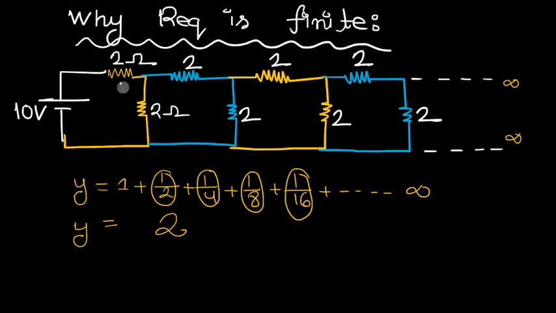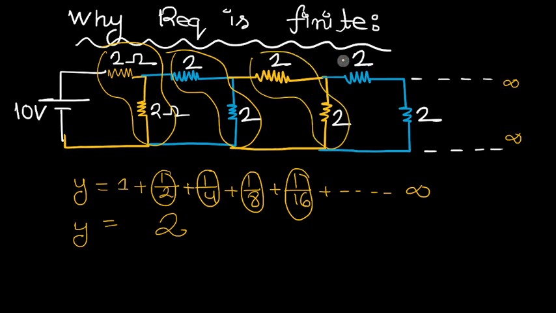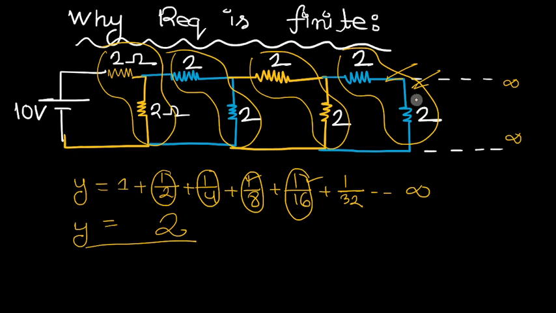The similar thing happens here. The effect of this pattern is more, and this pattern is lesser than this, and as you go to the right, far from this battery, the effect will be negligible, the effect will be smaller. As you proceed to the right, you are summing a smaller number, so the answer is finite. As the effect of this pattern is small, summing this pattern will have a smaller impact on the result of R equivalent, and so we have a finite R equivalent.